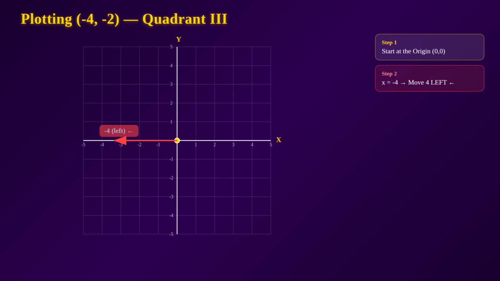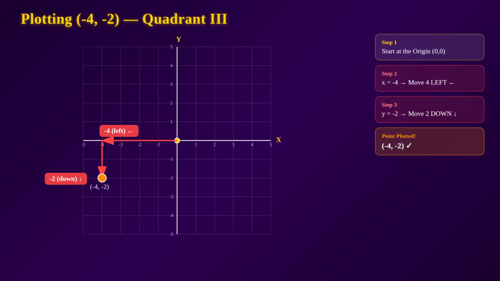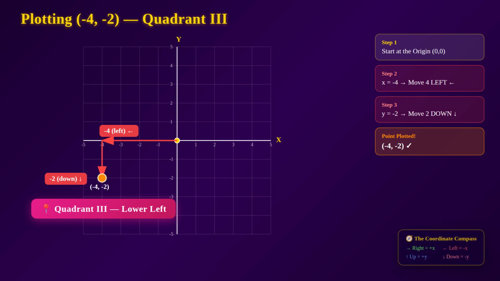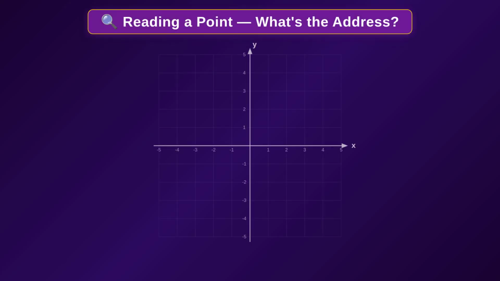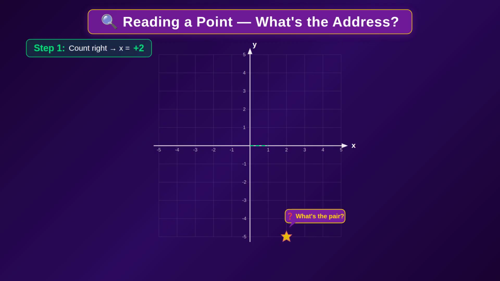Ready for quadrant 3? Let's plot (-4, -2). Both values are negative here. Start at the origin. X is -4, so move 4 spaces to the left. Then y is -2, so move 2 spaces down, because negative y means down. Our point lands in quadrant 3, the lower left, where both x and y are negative. Maya's starting to see the pattern now. Left and down for negative, right and up for positive. It's like a compass. Now let's flip it around.